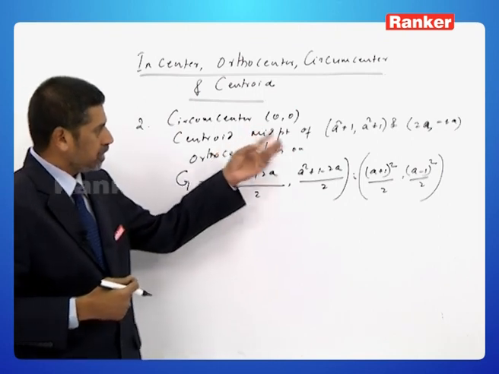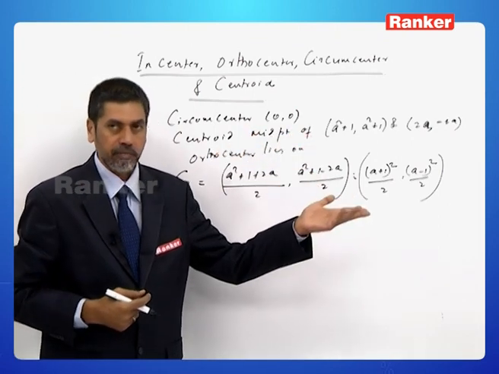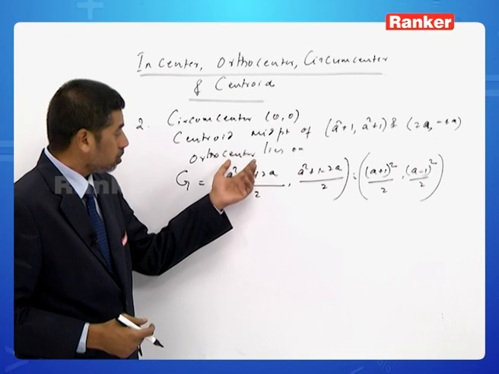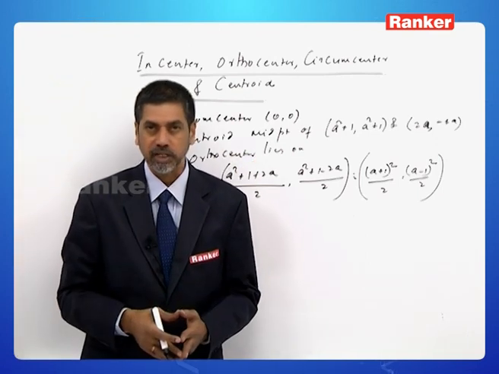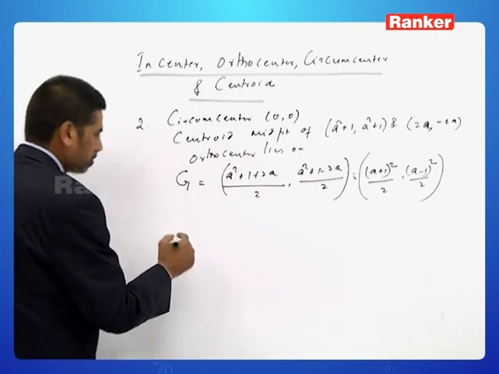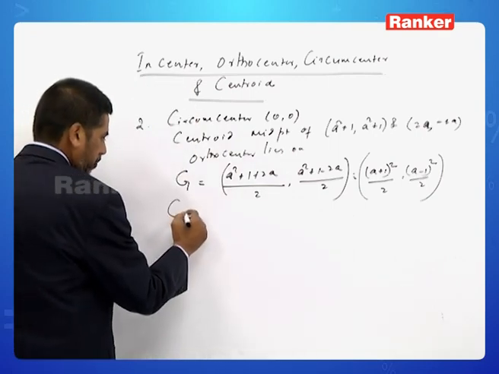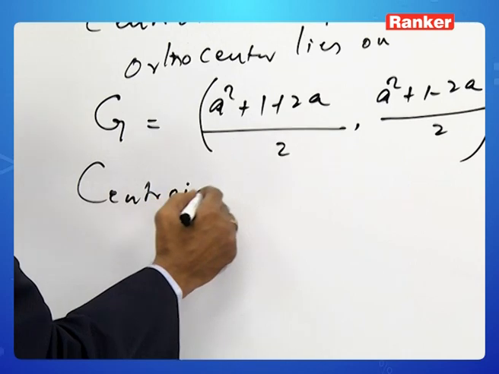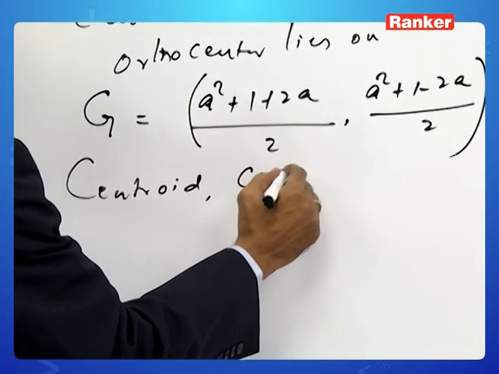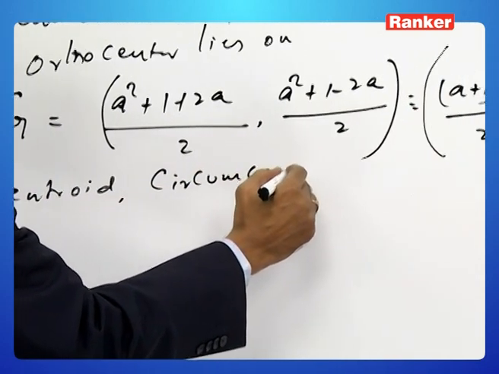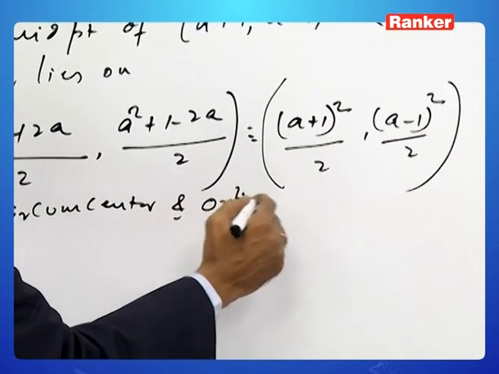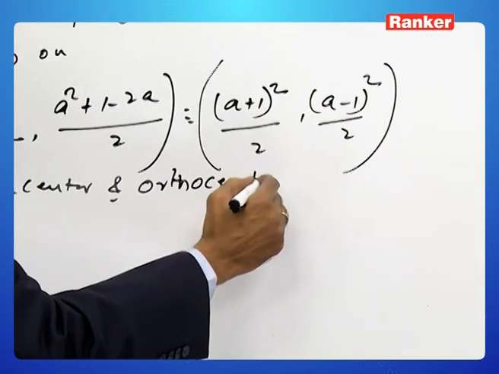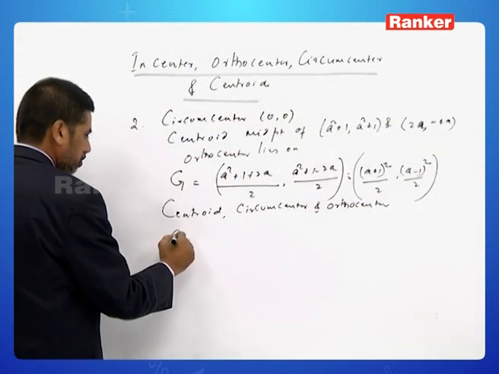So now out of the 3 points of concurrence, 2 are already declared. He does not want the orthocenter coordinates, but he just says what is that line on which the orthocenter lies. So let's make that fact clear. Centroid, circumcenter and orthocenter are collinear.